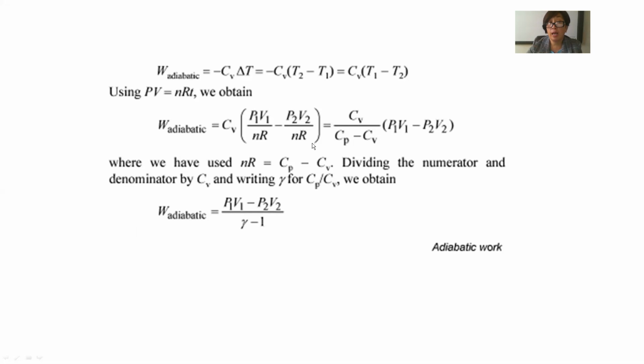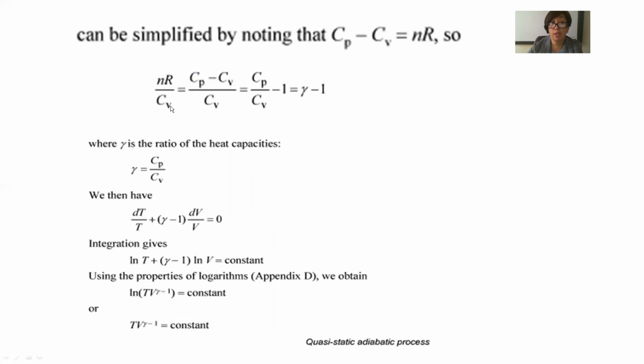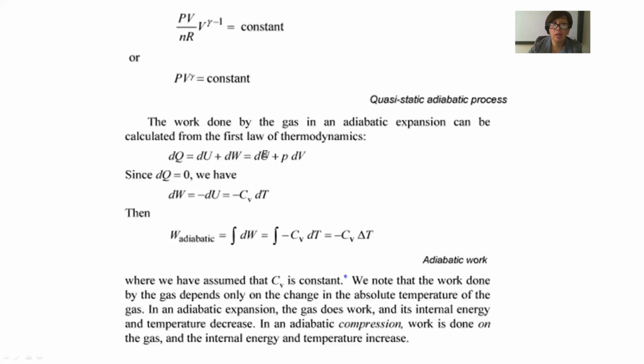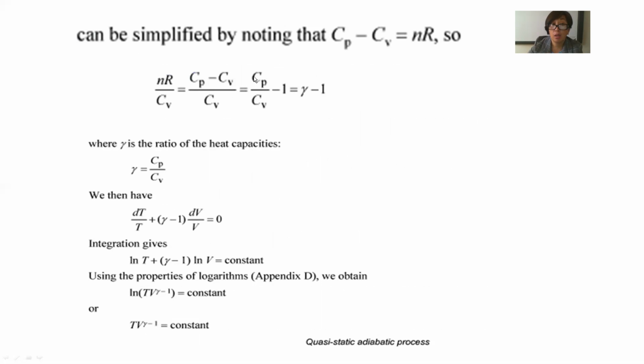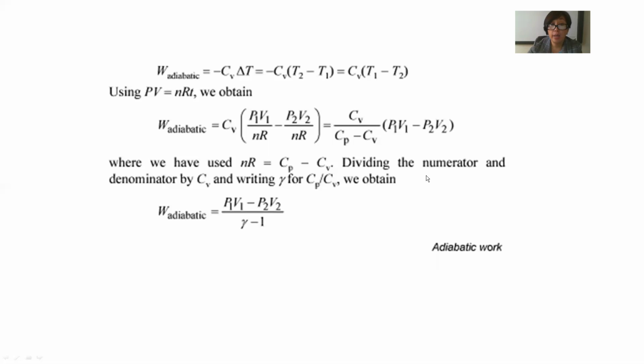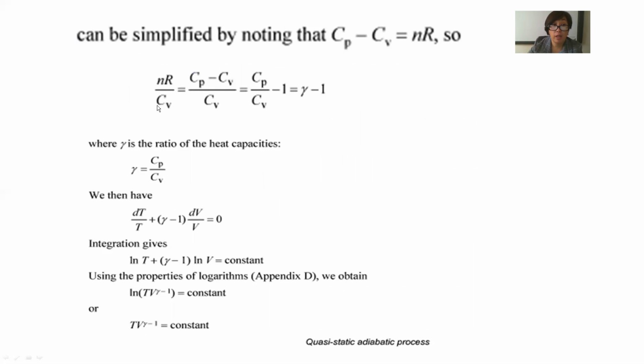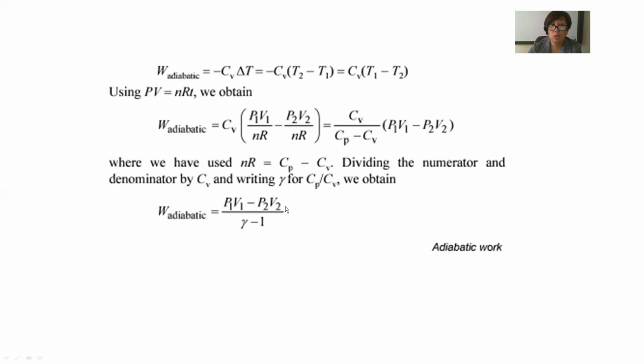We have nR divided by Cp minus Cv, and Cv equals nR divided by gamma minus 1, since Cp minus Cv equals nR. So the result involves nR divided by gamma minus 1.